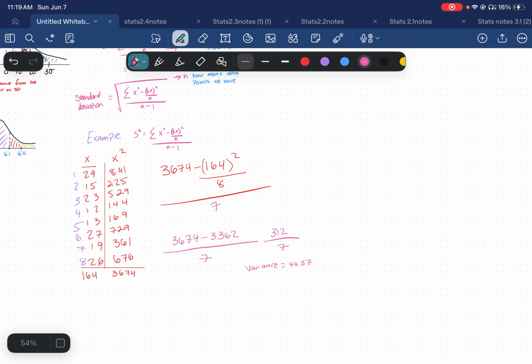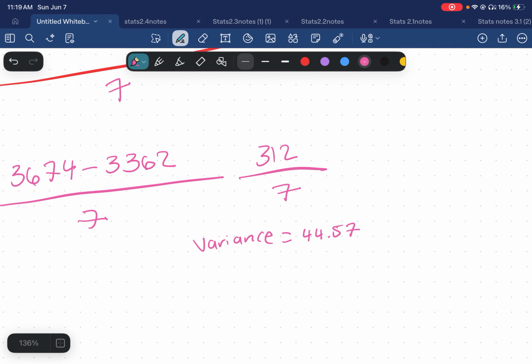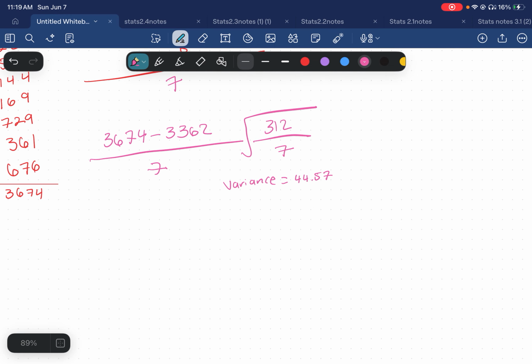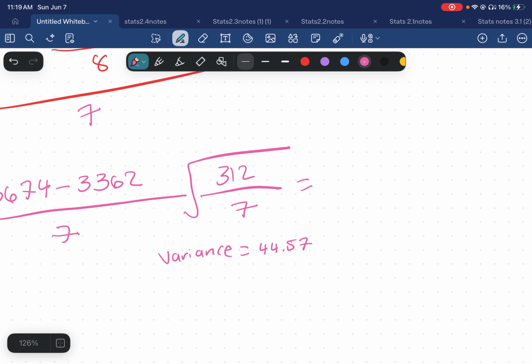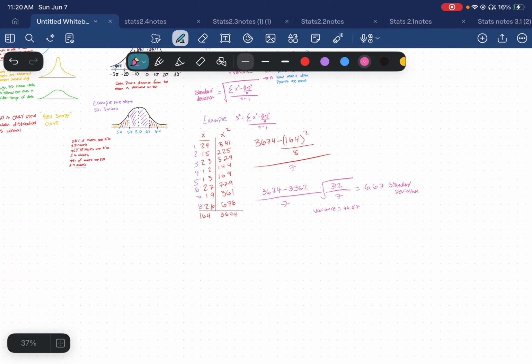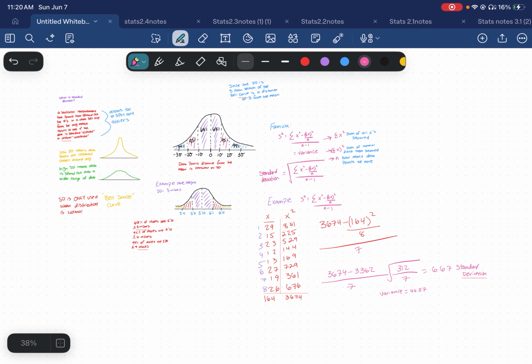And then to find the standard deviation, we will just take the square root of that. So let's square root that. So 44.57, which equals 6.67 as the standard deviation. All right, and that's how you find the standard deviation.